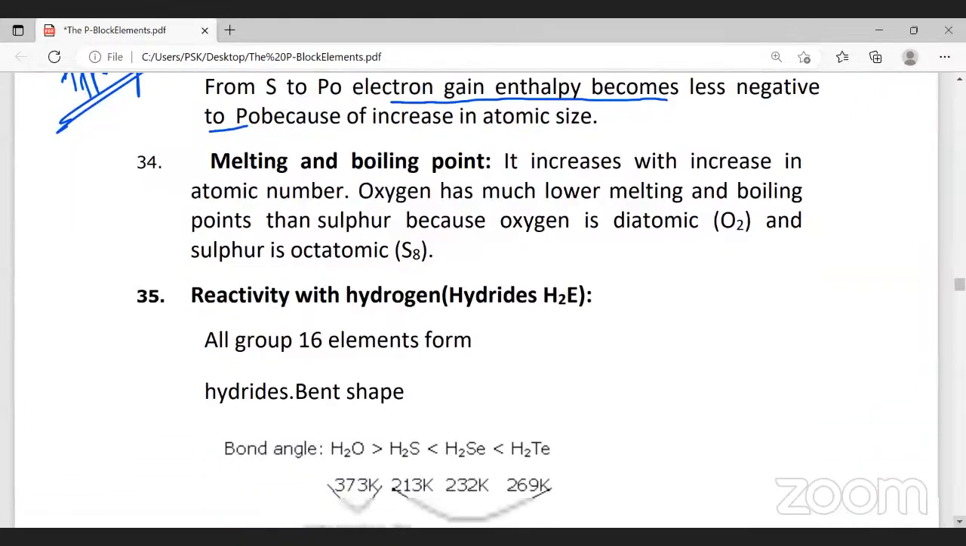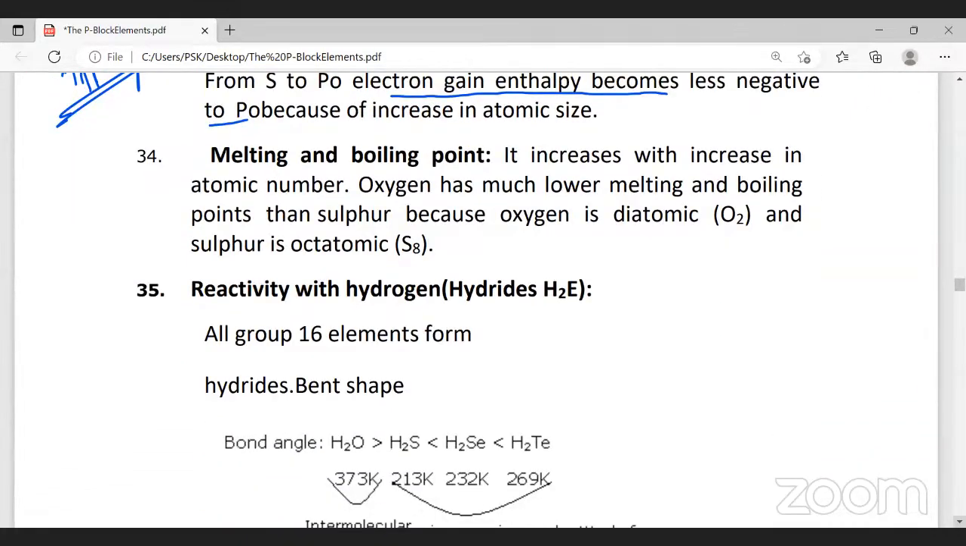Next, melting point and boiling point. Melting and boiling point increases with atomic number. As the mass number increases, melting and boiling point increases. Oxygen has much lower melting point and boiling point than sulfur because oxygen is diatomic, sulfur is octatomic. So that means the mass of S8 will be very high compared to O2. Therefore, the melting point and boiling point of oxygen will be lesser compared to that of sulfur.